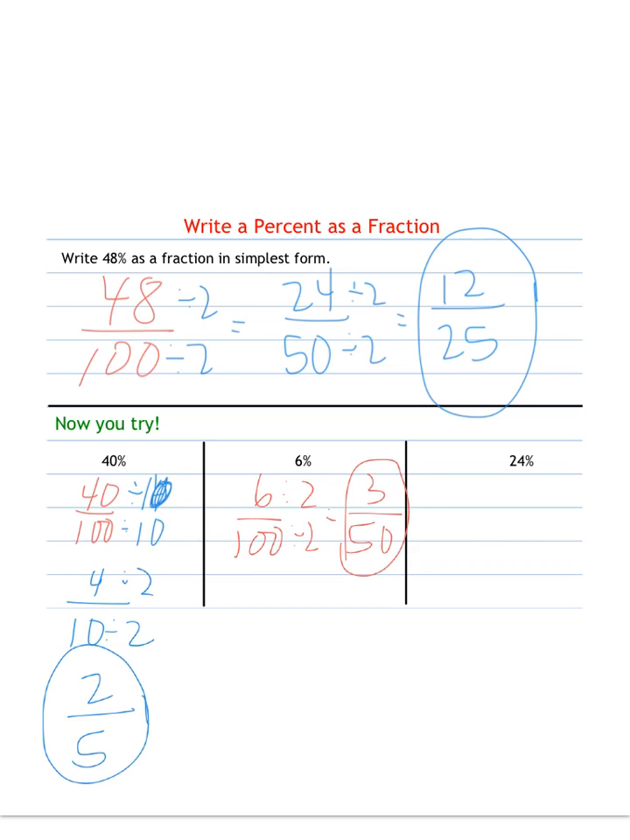24%, drop the percent sign, put it over a denominator of 100. Let's divide them both by 2, because I know that they're both even. Okay, I know I can divide them both by 2 again. 6/25. Well, the numbers that go into 6 are 1, 2, 3, and 6. And none of those go into 25. So we are done.